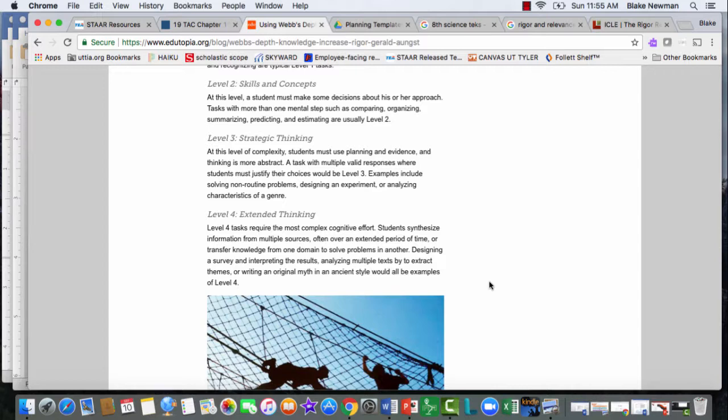Level 4, extended thinking. So level 4 tasks require the most complex cognitive effort. Students synthesize information from multiple sources, often over an extended period of time, which would be your project, your 4 to 5 weeks, or transfer knowledge from one domain to solve problems in another. Designing a survey and interpreting the results, analyzing multiple texts to extract themes, or writing an original myth in an ancient style would all be examples of level 4. This has to be cross-curricular as well. You're going to really stretch those kids.